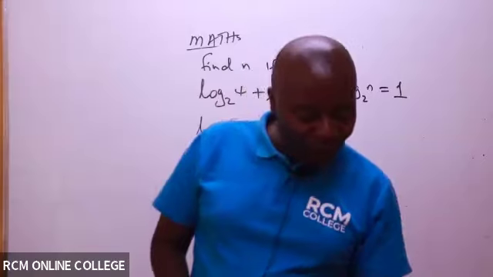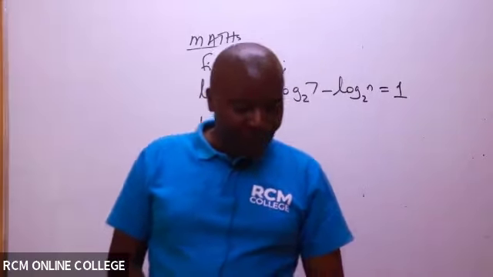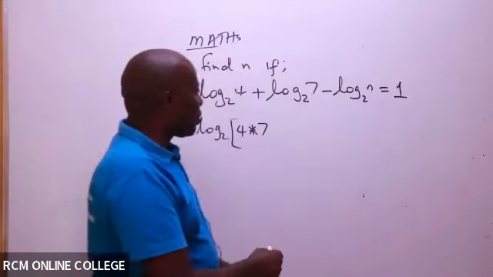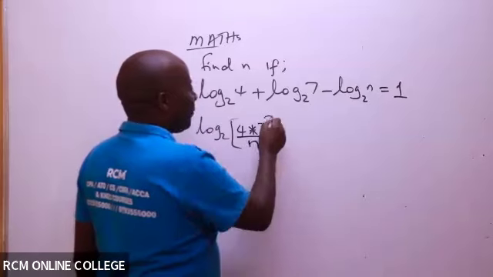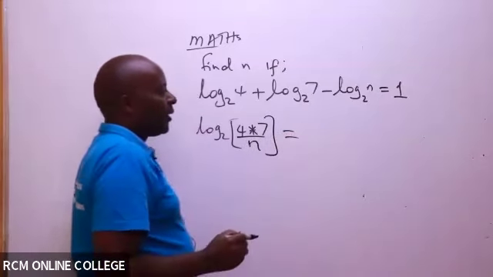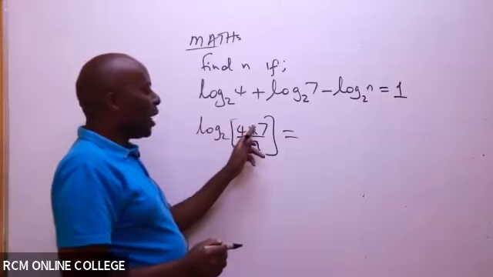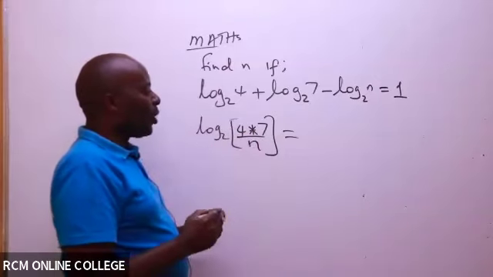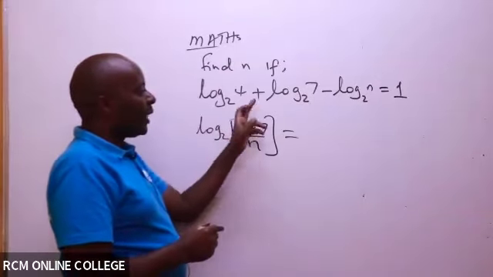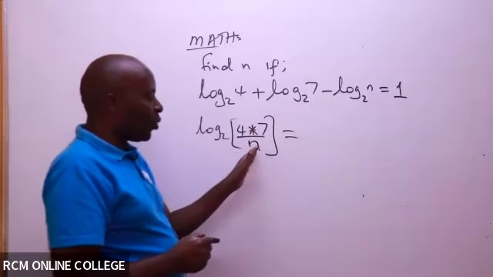Because of the minus, what do I do? Because of the minus, I divide, isn't it? So I divide this by n, like that. So I'm writing just one logarithm outside. So here I will have multiplication because of what here? Plus, and I divide here because of what here?